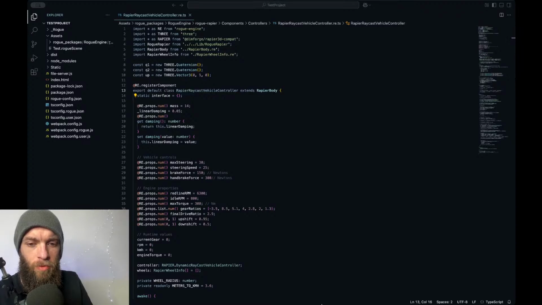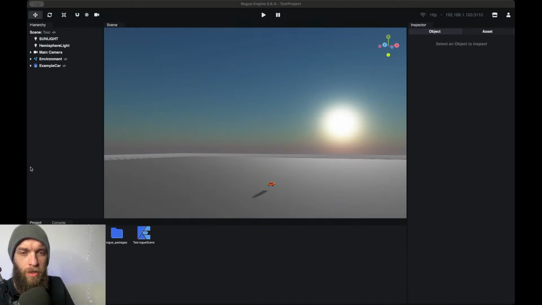So if I jump to Rogue Engine, you obviously will not see it. I have to jump to Rogue Engine here. Yeah, that's the problem. I have to set up the different shortcuts there.